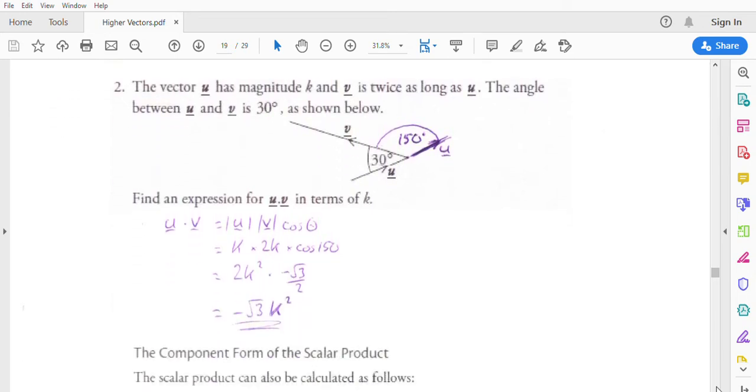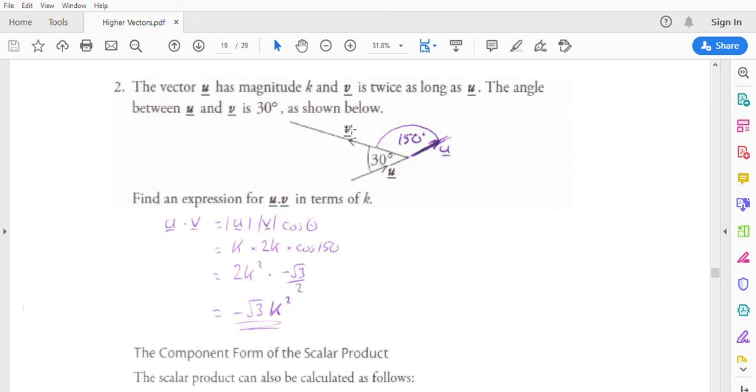Example number 2. Vector u has magnitude k, vector v is twice as long as u, so the magnitude of vector v will be 2k as it's twice as long. The angle between u and v is 30 degrees. Find an expression for u dot v in terms of k.